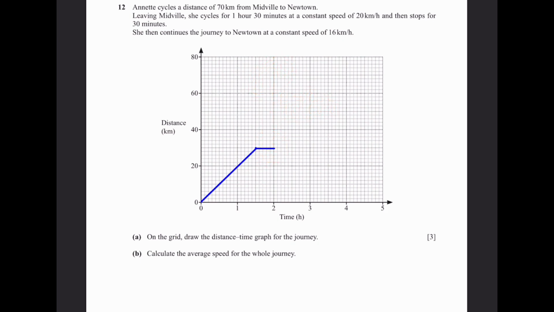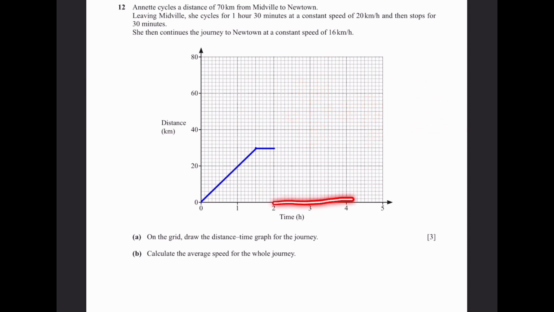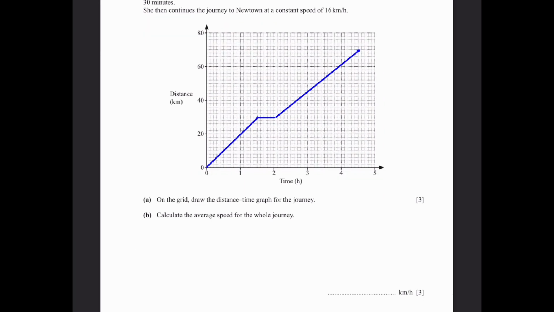So 16 kilometers an hour means that there will be 40 by 16, which is equal to 2.5 hours of traveling. So 2.5 hours brings it over here to 4.5 hours, and it brings it up here because 70 kilometers. So the point is over here, and we can draw a line like that. That's the answer.